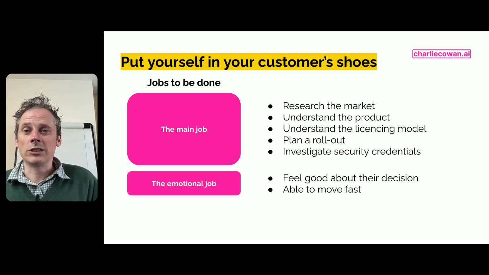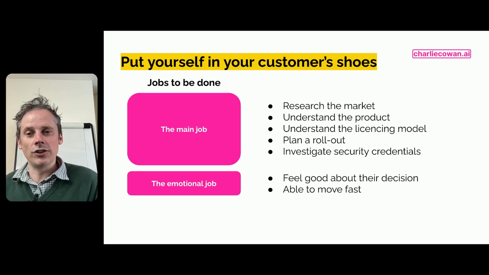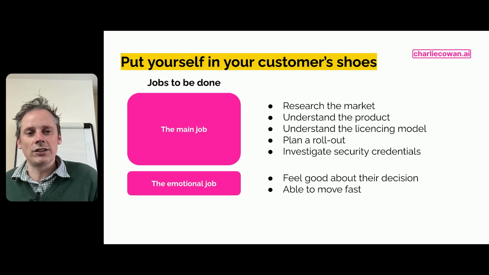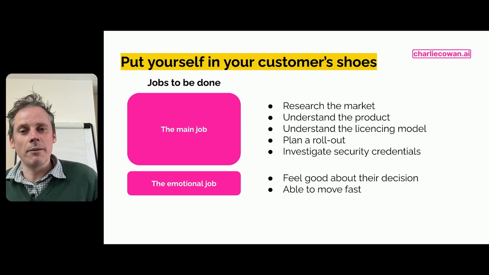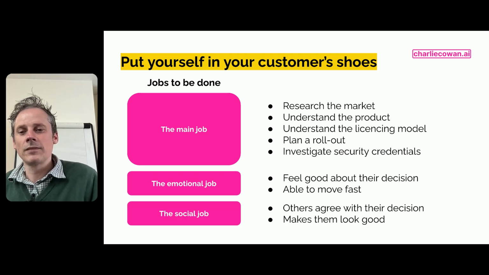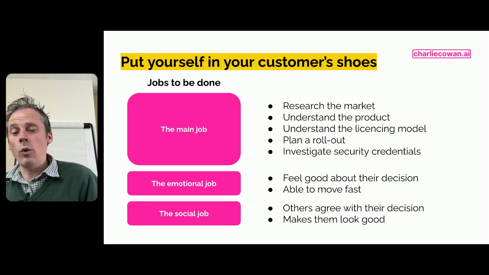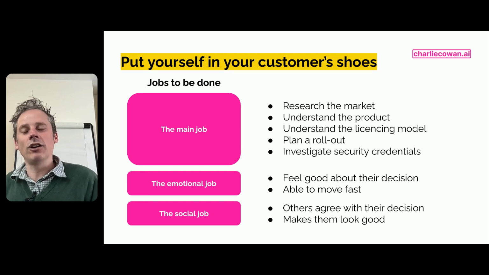The second part of the jobs to be done framework is the emotional job. So on top of the practical features of the job, actually, I want to feel good about my decision. I want to feel that I've done the right amount of work and that I've made the right decision. I also want to be able to move fast. I don't want to be waiting 2 weeks to get a meeting with an AE who's going to start selling to me. Actually, I want to get the answers to my questions. And then the third aspect of the jobs to be done framework is the social job. When we move forward with this product or with this category, I want others to look at me and go, "Oh, that person did a great job." And it makes you look good in terms of your position within the company.